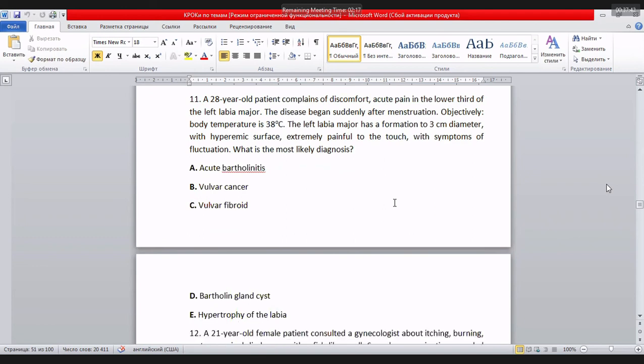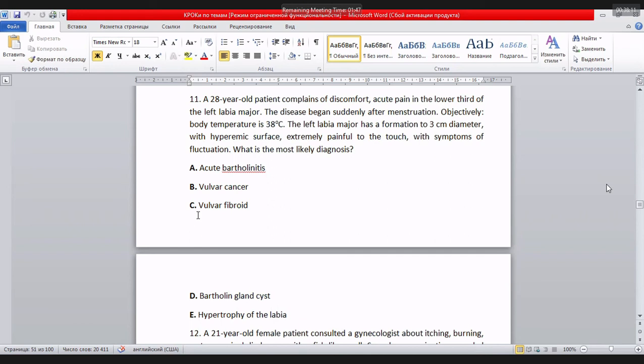A 28 years old patient complains of discomfort, acute pain in the lower third of the left labia majora. Disease begins suddenly after menstruation. Objectively, body temperature 38, left labia has a formation up to 3 centimeters with hyperemic surface, extremely painful to the touch with symptoms of fluctuation. What is the most likely diagnosis? Yes, it is acute Bartholinitis, guys.